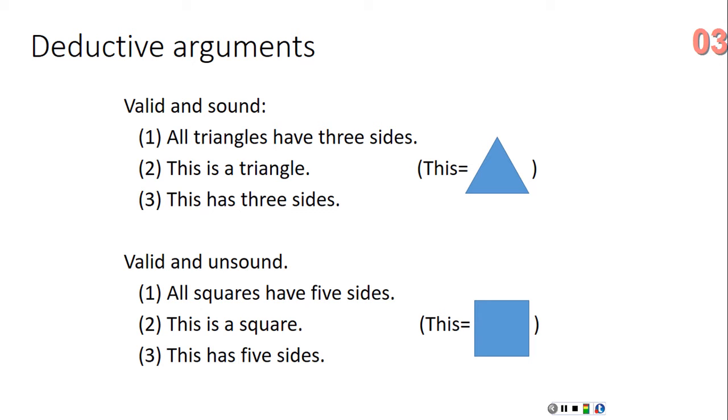The second argument is valid yet unsound. All squares have 5 sides. This is a square. Therefore, this has 5 sides. This being the blue object to the right. It's valid because if the premises are true, the conclusion has to be true. But it's unsound because it has a false premise, namely premise 1.